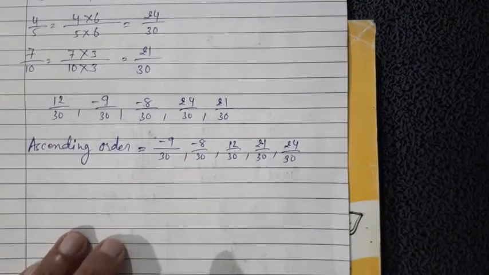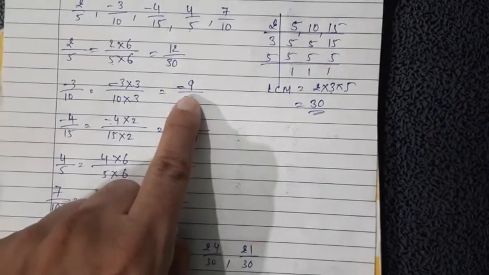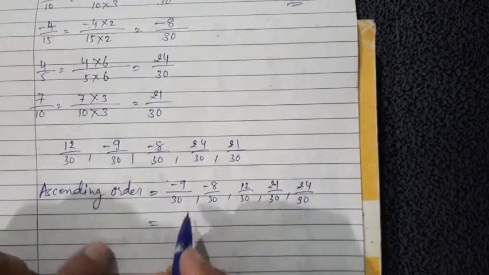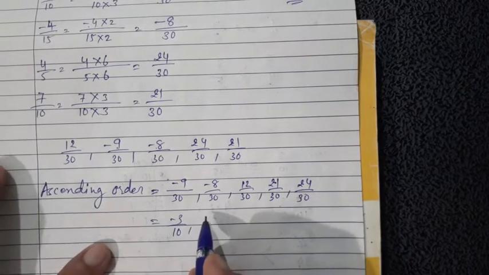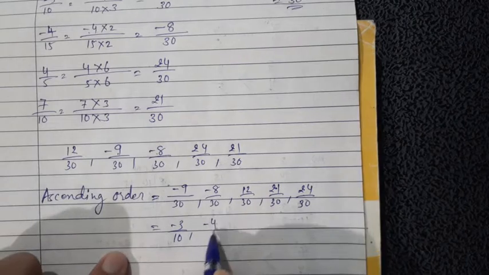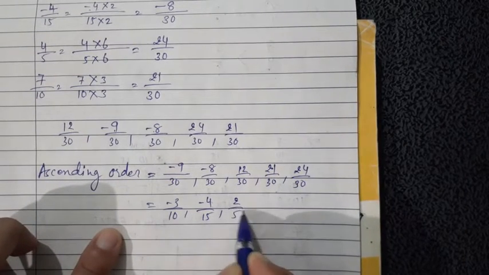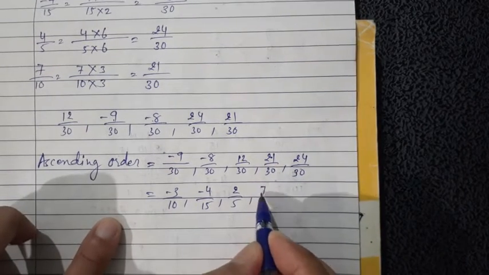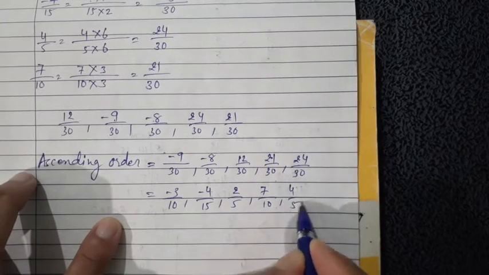That is ascending order. Now write down the original numbers. So minus 9 upon 30, which one is the original number? That is minus 3 upon 10. Then minus 8 upon 30, that is minus 4 upon 15. Same for 12 upon 30, it is 2 upon 5. 21 upon 30 is 7 upon 10 and 24 upon 30 is 4 upon 5.